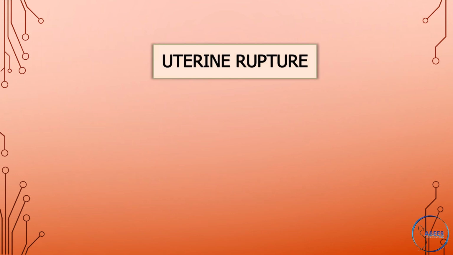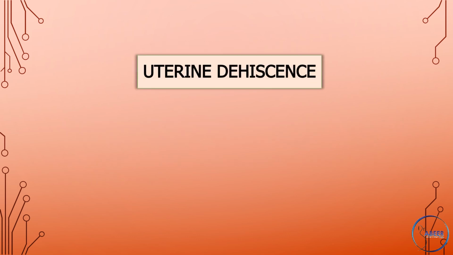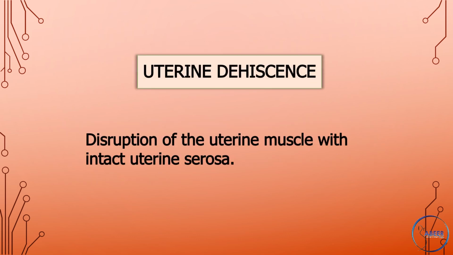Uterine rupture. Disruption of the uterine muscle extending to and involving the uterine serosa or disruption of the uterine muscle with extension to the bladder or broad ligament. Uterine dehiscence. Disruption of the uterine muscle with intact uterine serosa.